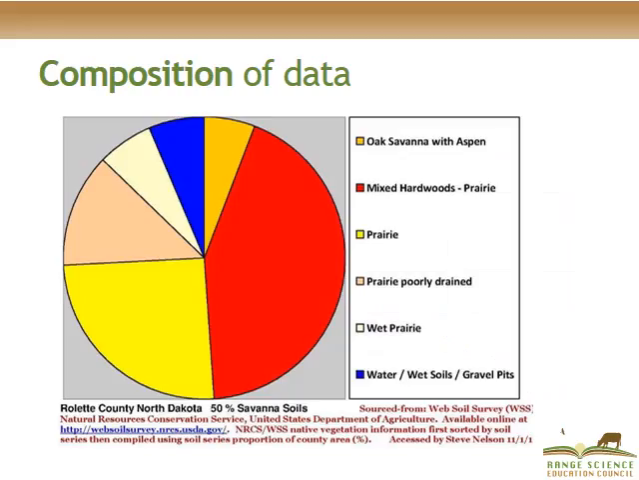Composition of data is when you want to take the whole sample and try to say which were the most dominant aspects of that sample. And this was a chart that I just got off the internet from Steve Nelson. He was looking at Rolette County, North Dakota, and he was looking for the different kinds of soils there. And it looks like the dominant soil is a mixed hardwood prairie soil. And he shows where he got the data and when he collected it. So it's pretty clear.